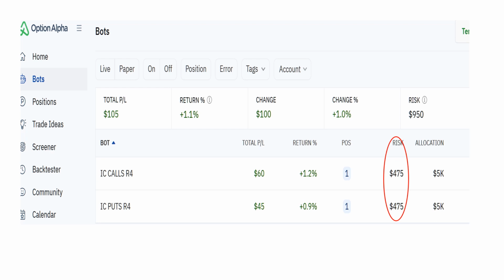One idiosyncrasy of Option Alpha is that when we create an Iron Condor this way, Option Alpha doesn't recognize them as Iron Condors. The brokerage does, but Option Alpha doesn't. So when you see $475 at risk for each side of the condor, it's not really true. The brokerage will recognize the Iron Condor and only require $475 in reserves, not the $950 that OA shows. Just an FYI.